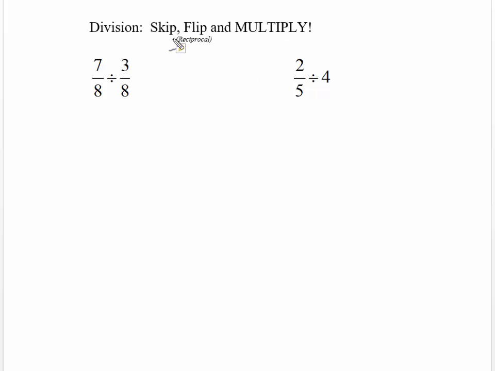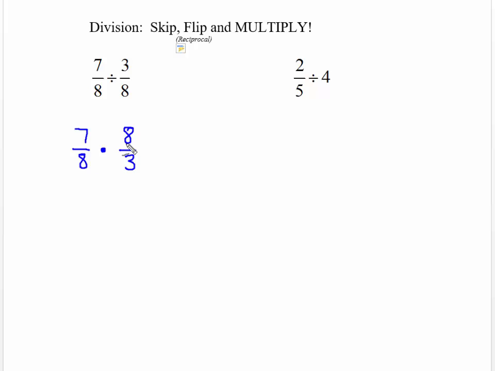Now, if you'll notice right below here, I wrote the idea of reciprocal. Reciprocal is a big word that simply says flipping the fraction over. So for example, if I were to have this 3/8, it would flip over to 8 over 3, 8/3. So when we're talking about division, being skip, flip, and multiply, what we're doing is we're simply skipping the first, we're flipping the second, we're always flipping the second, and then it becomes a multiplication problem. So if I remember skip, flip, and multiply, that's it.